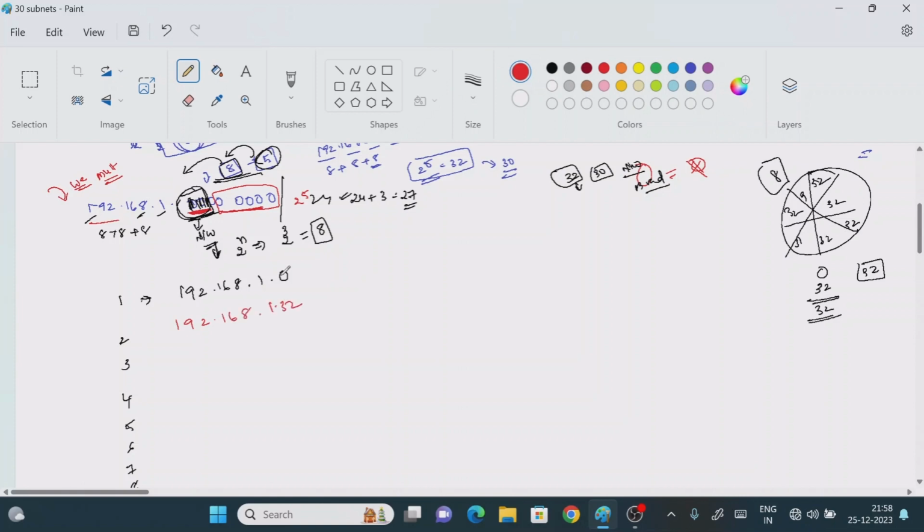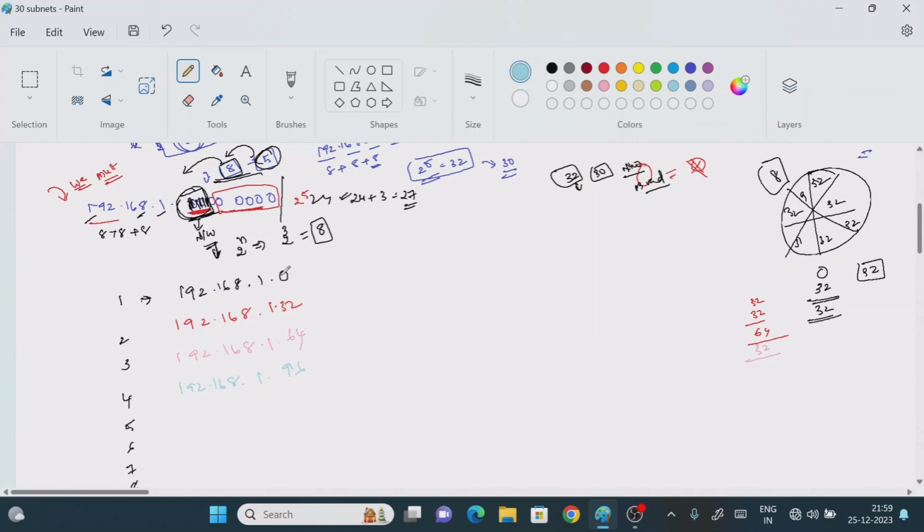192.168.1.32, right? So next again, 32 plus 32 is nothing but the next subnet, right? So what is the next subnet value? 192.168.1.64. Next we need to add 64 plus 32, right? So now what is that value? 192.168.1. So 64 plus 32 is nothing but 96.